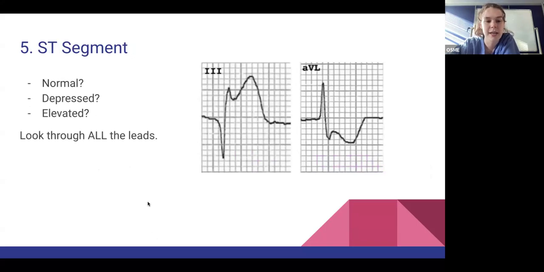The ST segment, look through all of the leads because things can be hiding in funny little places. It is normal for children to have some funny things going on with ST, so could be depressed. If it's normal, if it's depressed, if it's elevated, say that.